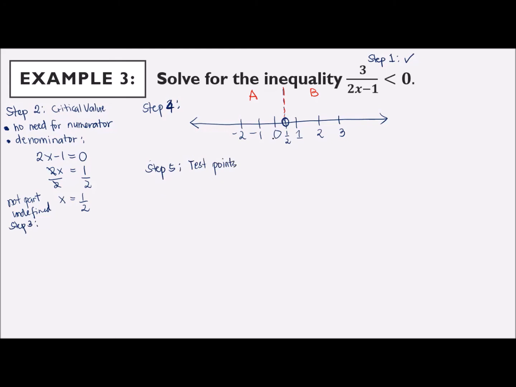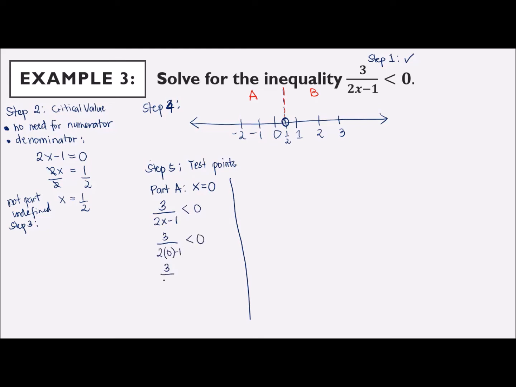So, kunin na natin yung madali. So, 1/2. Katabi ng 1/2, kaliwang-kaliwa. Yan ay 0. So, part A. X is equal to 0. So, try nyo nga po. 3 over 2x minus 1 is less than 0. Palitan si x ng 0.